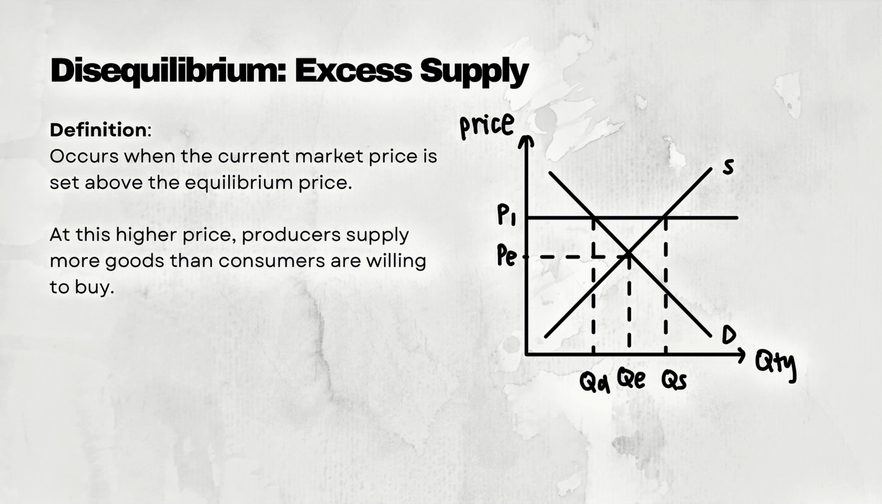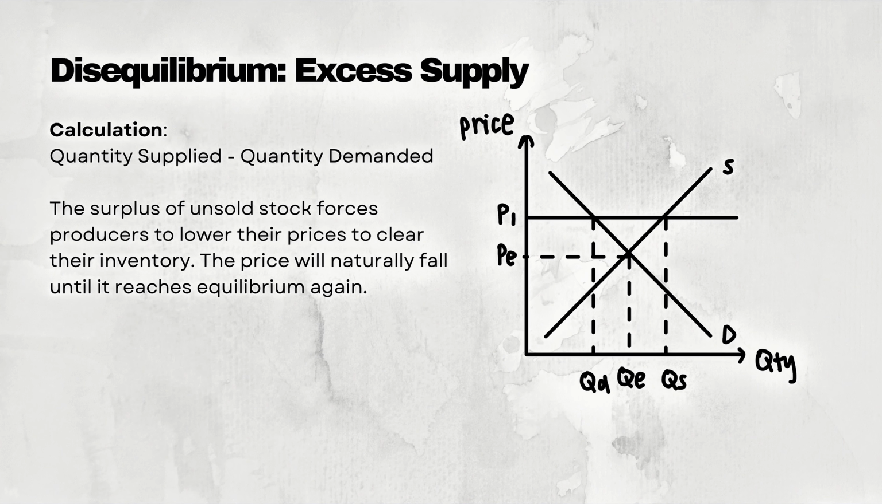In the case of excess supply, this occurs when the market price is set above the equilibrium price. At these price levels, suppliers are more than willing to supply their product to the market as they are receiving a higher price of P1. But at the same time, demand falls, which causes an excess supply.